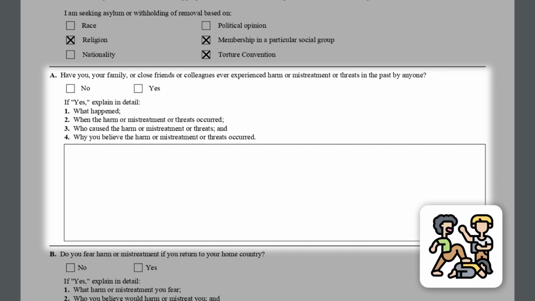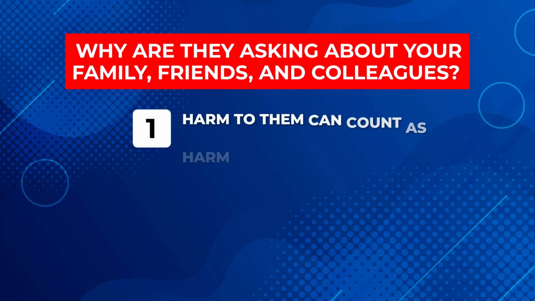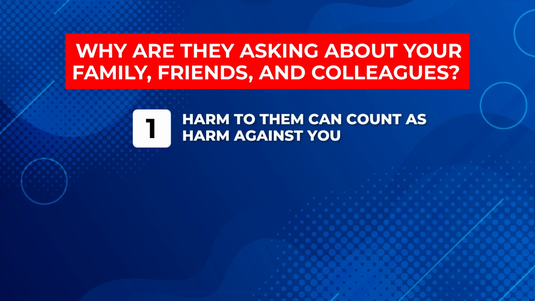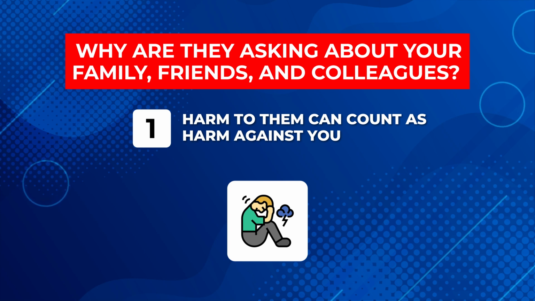The question asks about harm, mistreatment, or threats for you, your family, or close friends or colleagues. Now, why are they asking about your family, friends, and colleagues? 3 reasons. First, in rare circumstances, harm to them can count as harm against you in assessing whether what you endured is sufficiently severe to count as persecution. For example, if someone tortures your family member in front of you because they know it'll greatly distress you, that harm to you, the psychological harm of seeing this, is relevant and will be considered in the persecution analysis.